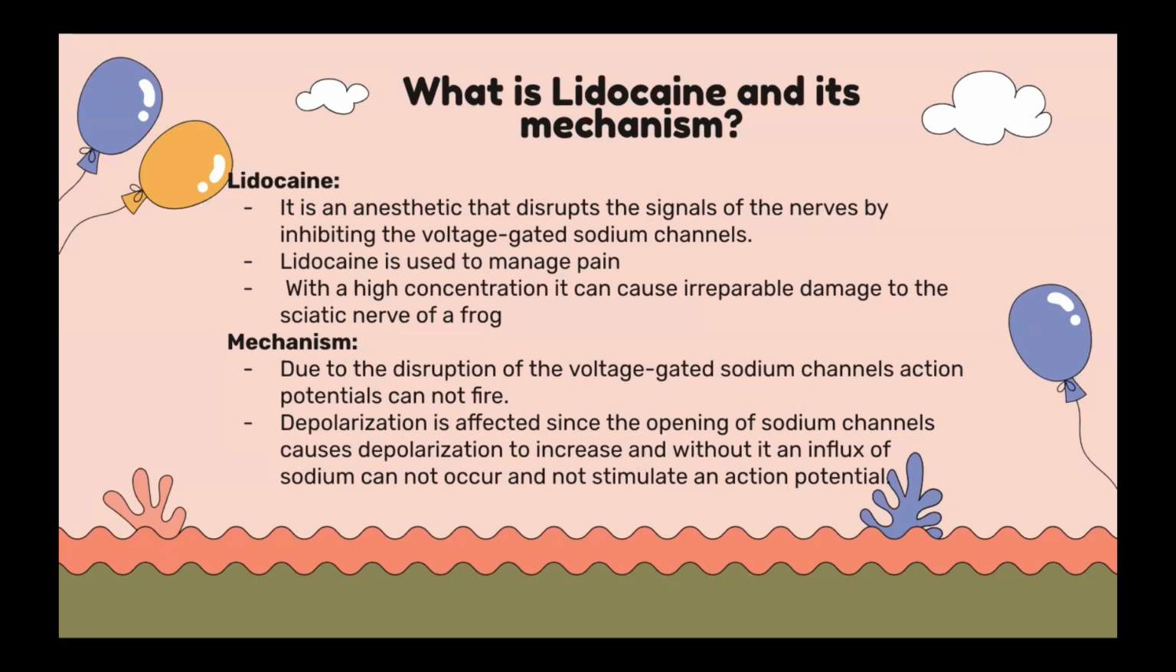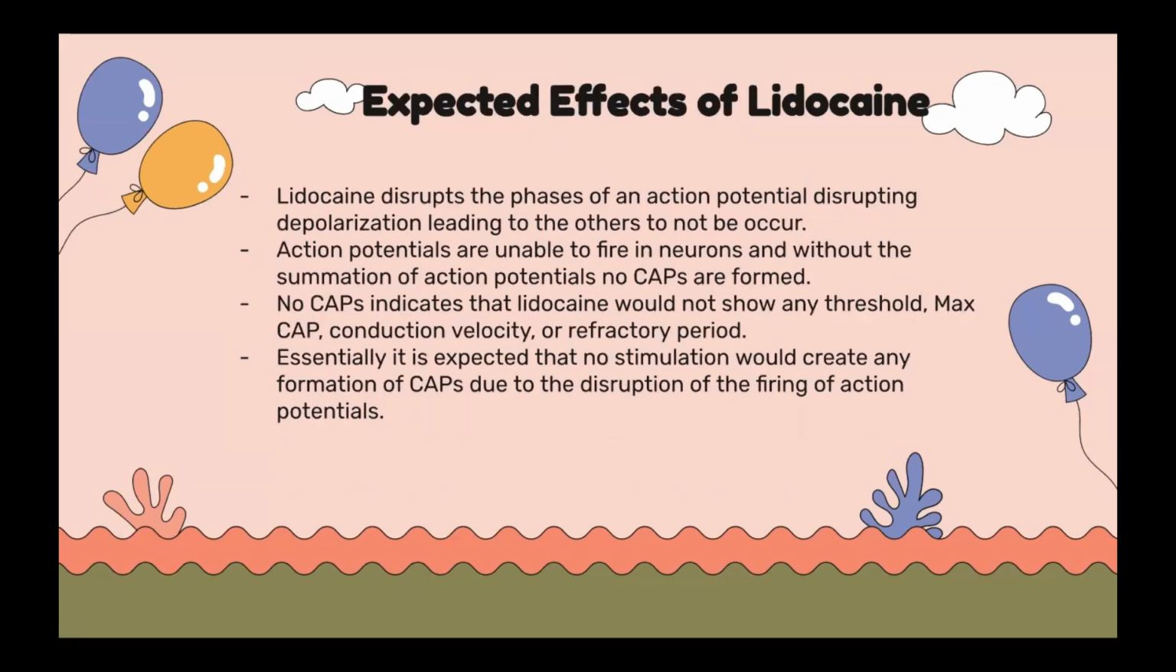This is because of the different phases of action potentials, which start with depolarization, then repolarization, hyperpolarization, and rest. In depolarization, the voltage-gated sodium channel is open and causes an influx of sodium, which causes depolarization to increase. Without the sodium channels being activated and open, the action potential does not have its depolarization phase, which means that no action potentials could be made.